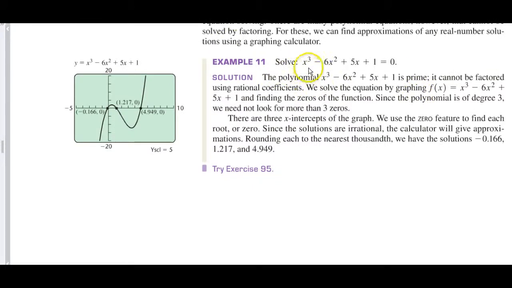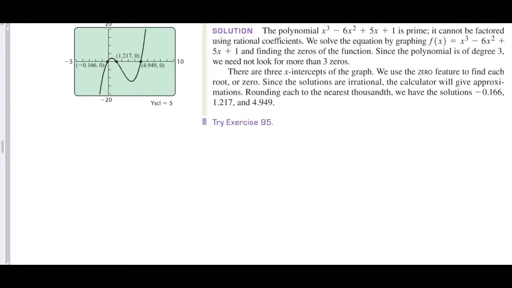Example 11, let's take a look at that. As you try to factor that, it's prime. So where you could solve it using a graphing calculator, we just say it's prime and we won't have any basically like that.